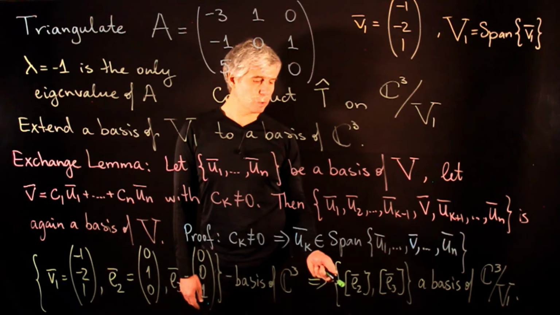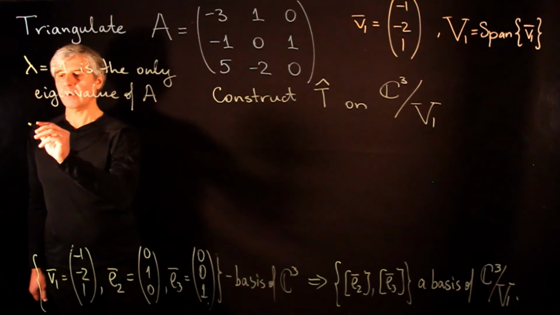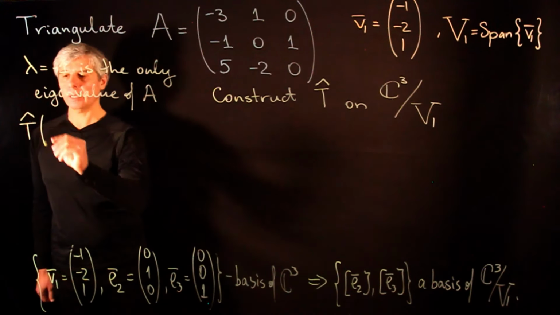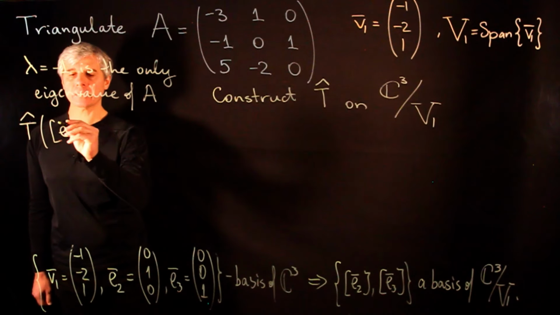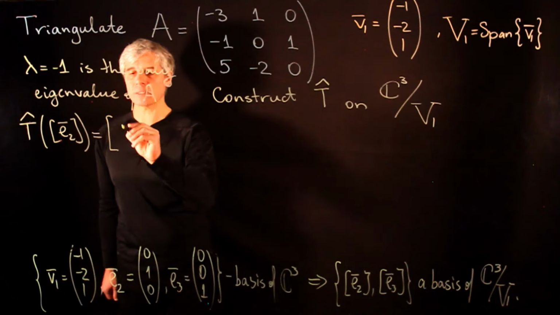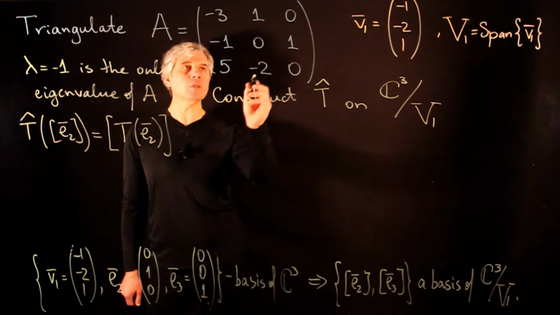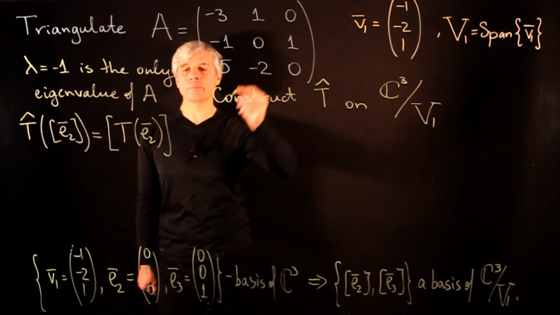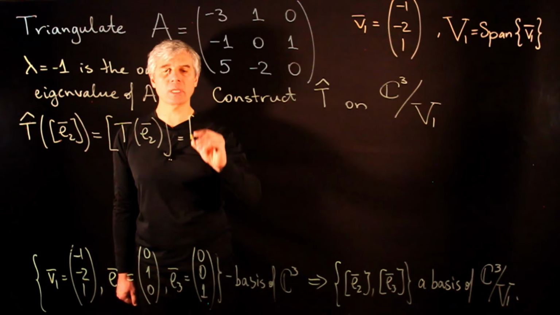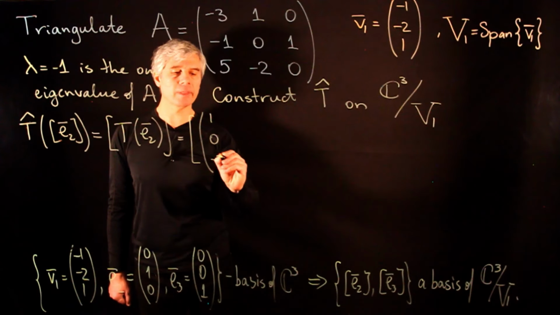Next, let us compute the matrix of T hat in this basis. Now, what is T hat applied to the class of e2? By definition, this is an equivalence class of T of e2. And T of e2 is the second column in our matrix. So we need to take the equivalence class of the vector 1, 0, -2.